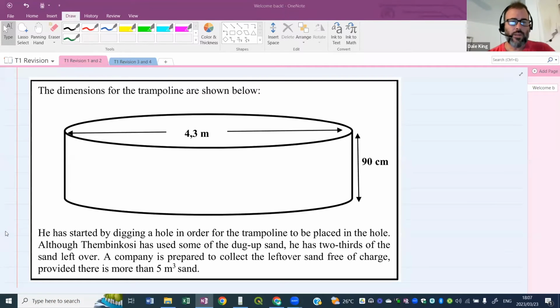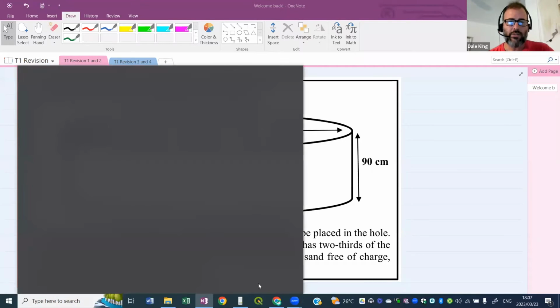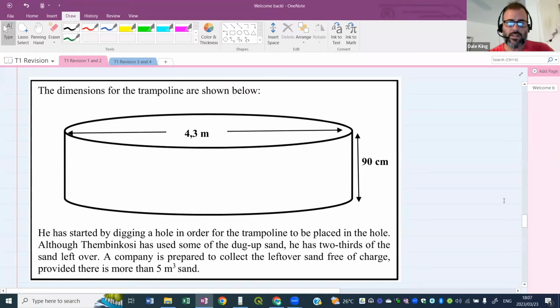Okay, a company is prepared to collect the leftover sand free of charge, provided there is more than 5 meters cubed of sand. So this is important here. So a company will collect the leftover sand free of charge, provided there is more than 5 cubic meters of sand. So when this hole is dug, to get rid of all the sand, a company will come pick it up, but it's got to be more than 5 cubic meters. So that's obviously going to be one of the questions that we're going to answer here.